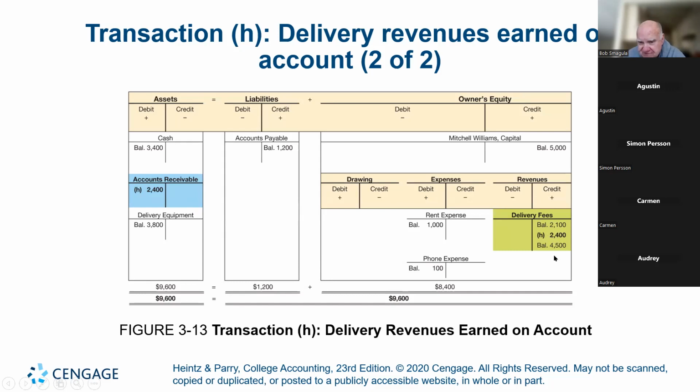2,400, that increases the sales, the delivery fees, whatever, to 4,500, okay? Notice that we're never going to put a debit on the delivery side. We're never going to debit the revenue, and we're never going to credit an expense. That ain't going to happen.